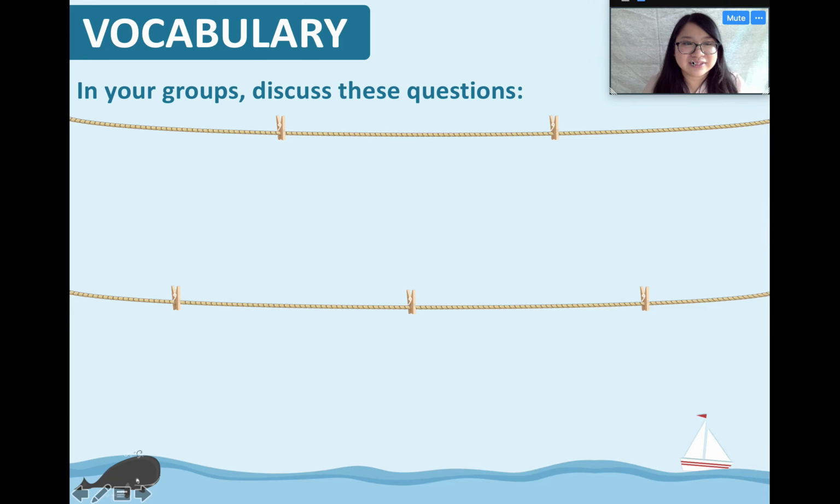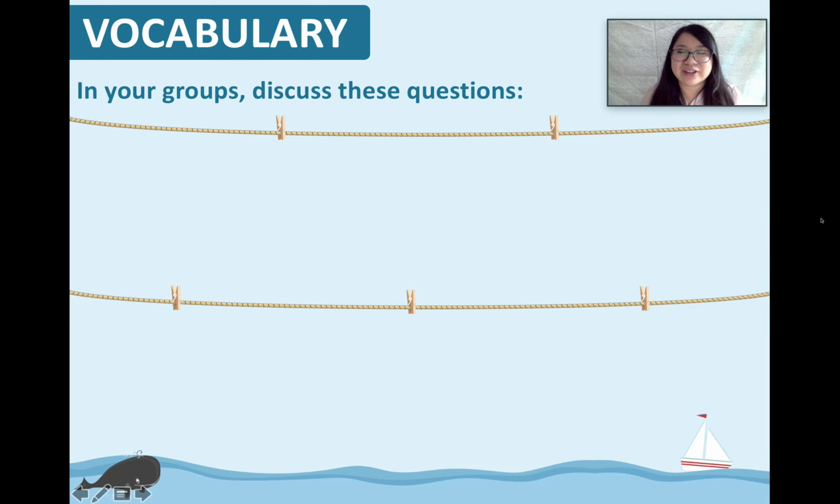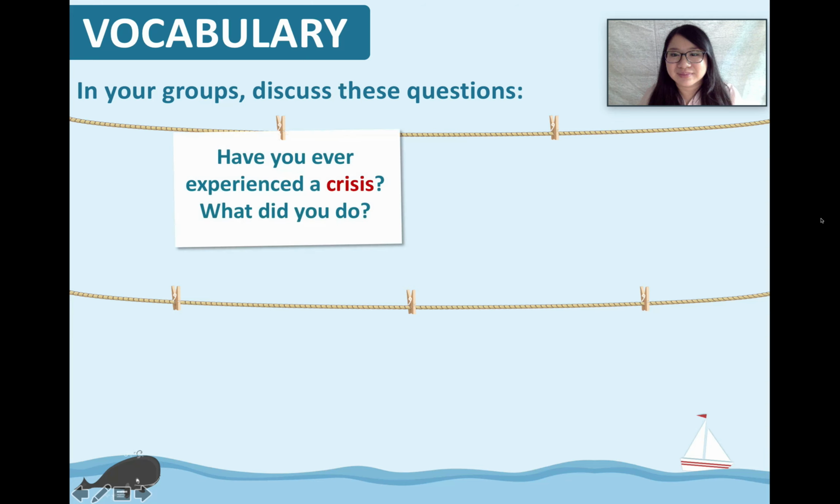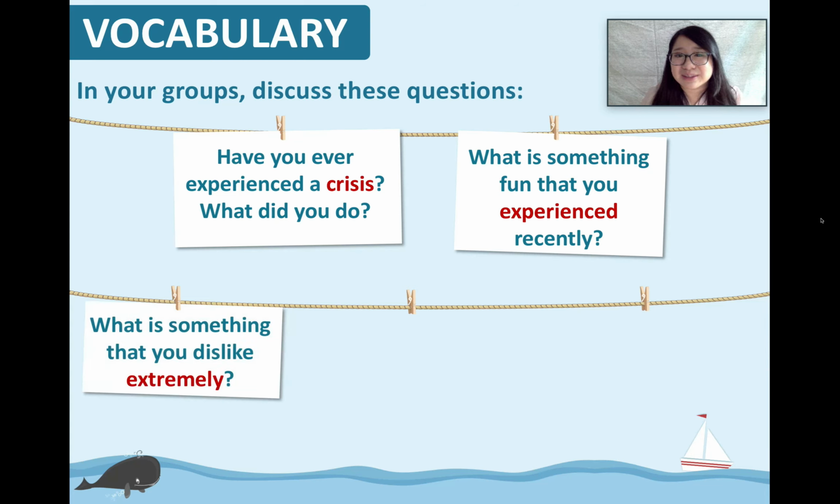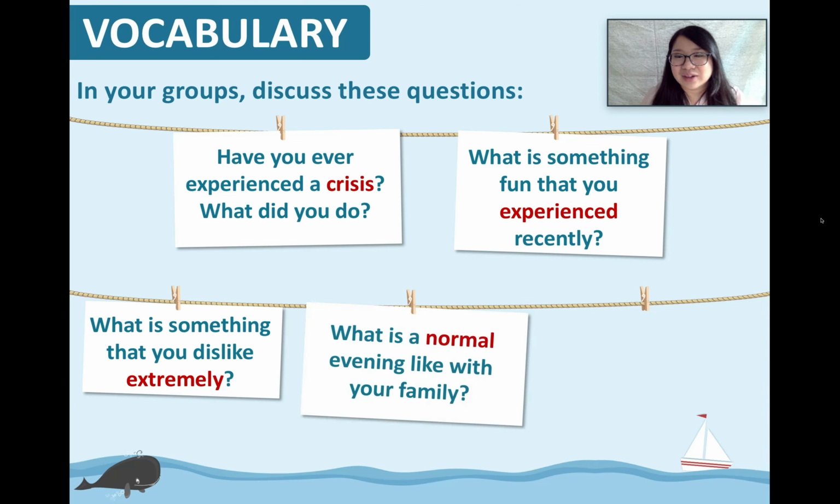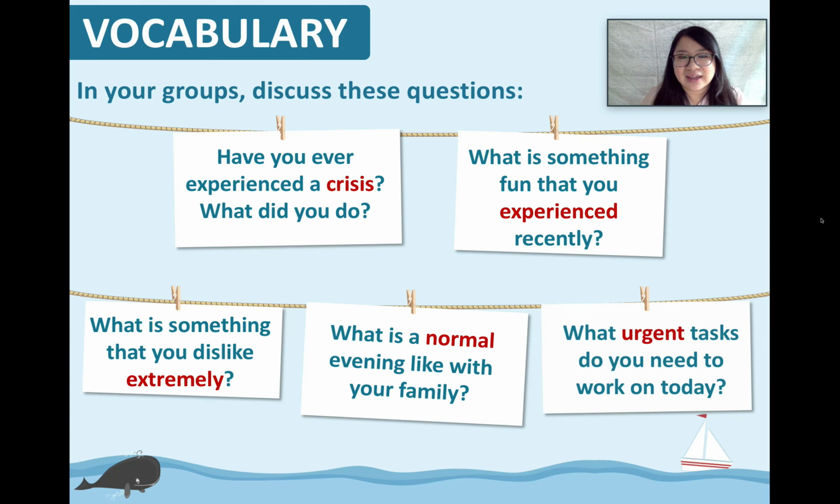Now let's have some reflection, and you can do this in your notebook. Have you ever experienced a crisis? What did you do? What is something fun that you experienced recently? What is something that you dislike extremely? What is a normal evening like with your family? And what urgent tasks do you need to work on today?